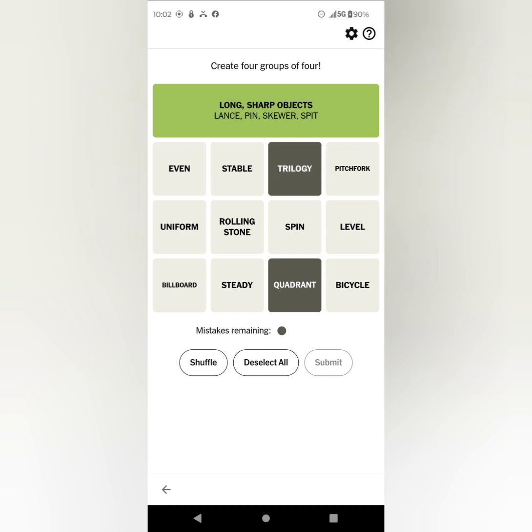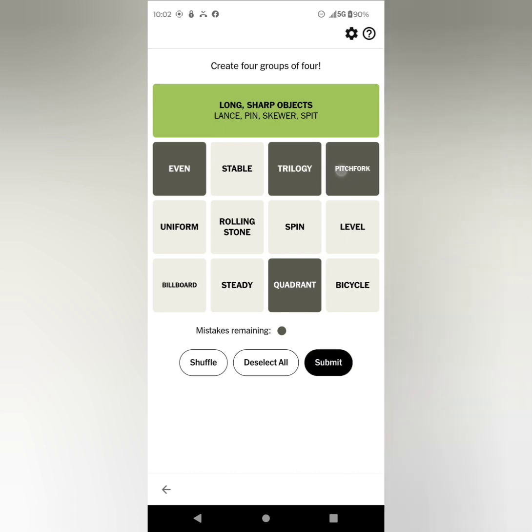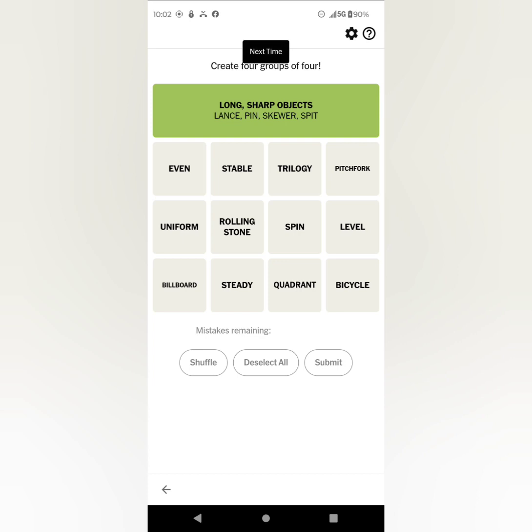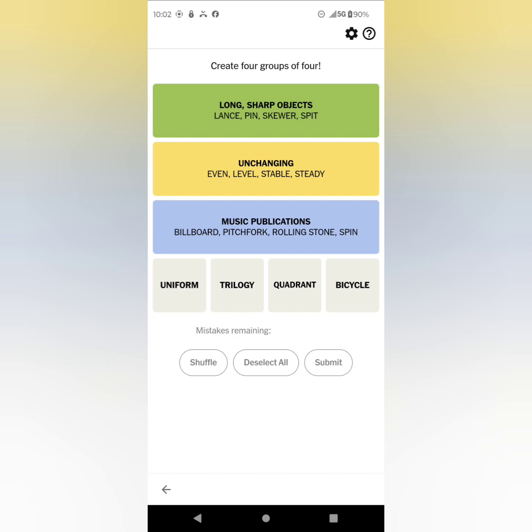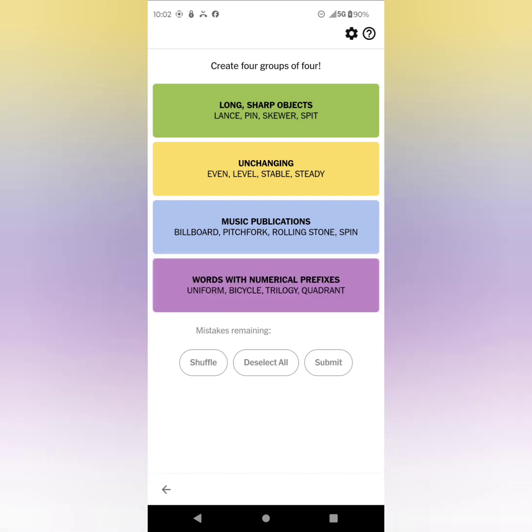quadrant, trilogy, even, pitchfork. Let's see what happens. Complete disaster. I'm sorry, guys. I'm changing music. Words with numerical prefixes. Wow.